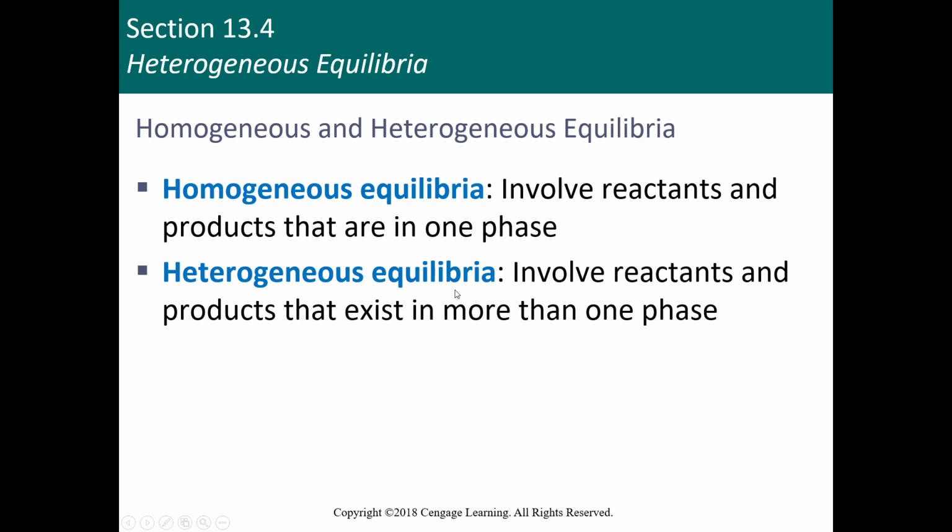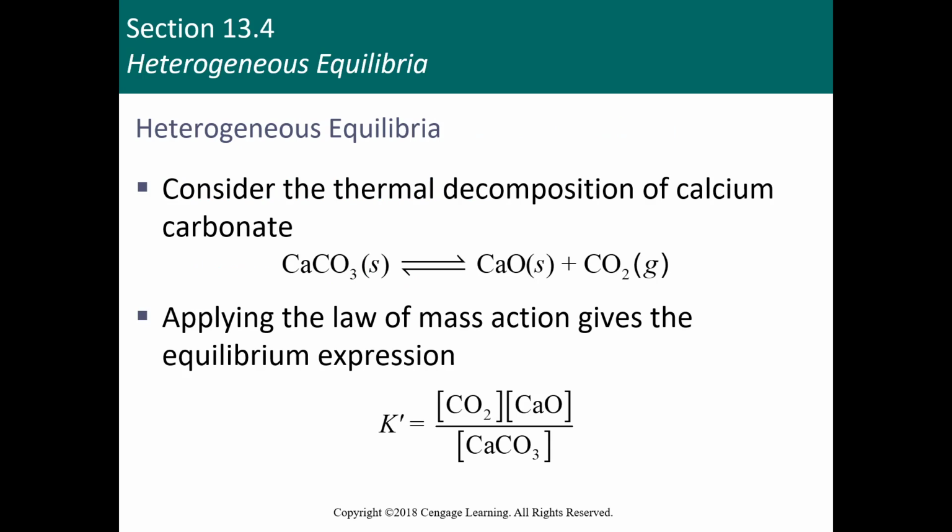Heterogeneous equilibria. This involves reactants and products that exist in more than one phase. So this would be something like where you have solids and gases, liquids and gases. You could have solutions and gases, that sort of thing. And so right here, this is a heterogeneous equilibrium. You will notice that the previous examples you were given were actually all homogeneous equilibria.